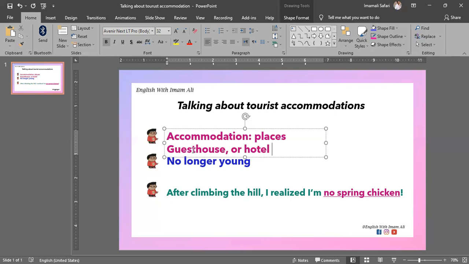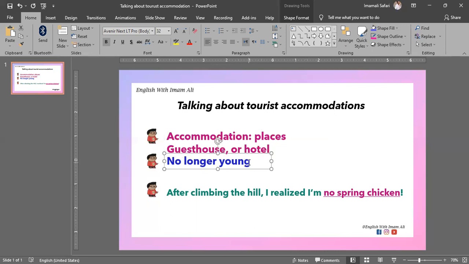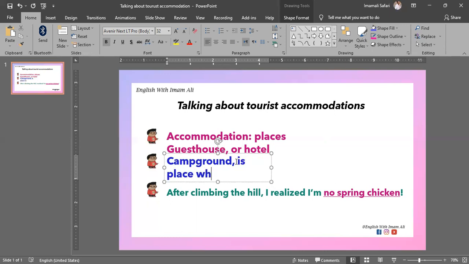And for example, if you go somewhere very, very far, or if you go to the mountain or the jungle, then you have to choose a campground. Do you know what a campground is? A campground is an area or a place where you can pitch a tent or a camp. You know what pitch is?